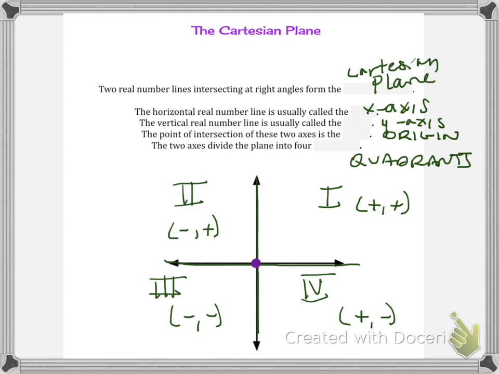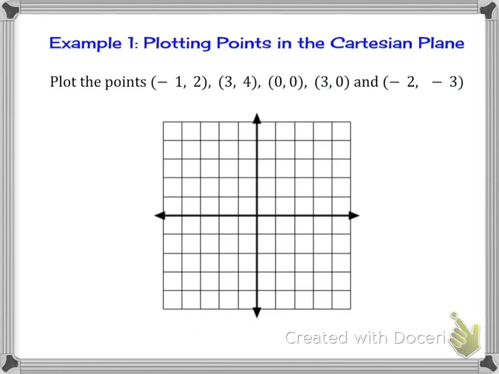So let's go ahead and do a quick example. You should know how to do this, so I'll go over it fairly quickly. We need to plot the points in the Cartesian plane, and so you plot the points -1, 2, and so forth. And remember, this is the x, this is the y. So -1, you go left 1 and up 2. So that is -1, 2. Then you plot 3, 4, right 3, up 4, label it, and so forth. Okay, so you should be able to finish this on your own for homework.